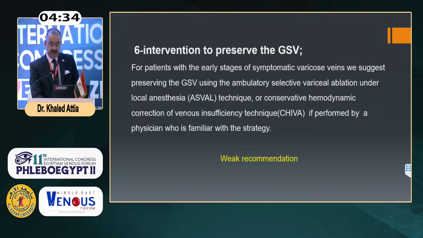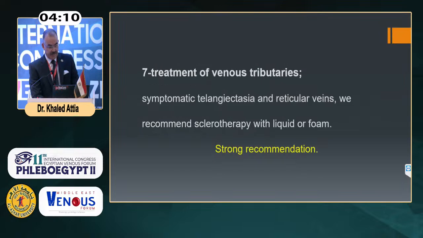Intervention to preserve the great saphenous vein. For patients with early stage of symptomatic varicose vein, we suggest preserving the great saphenous vein using ambulatory selective varicose ablation under local anesthesia technique or compression hemodynamic correction of venous insufficiency technique, called CHIVA, if performed by a physician who is familiar with this strategy. A weak recommendation.